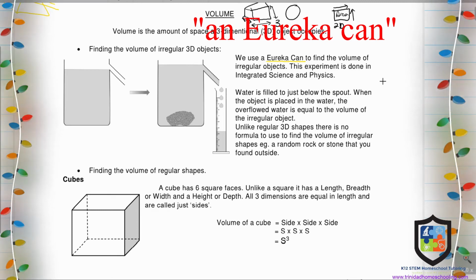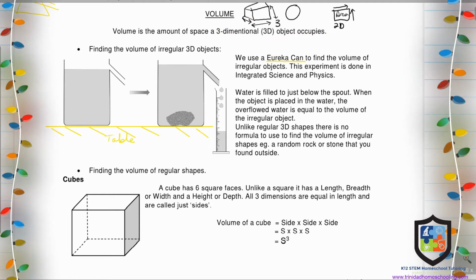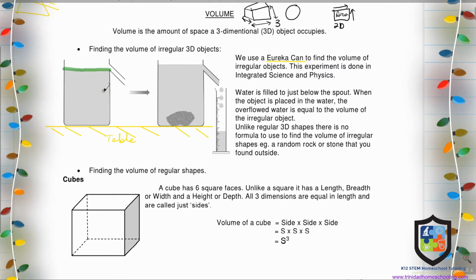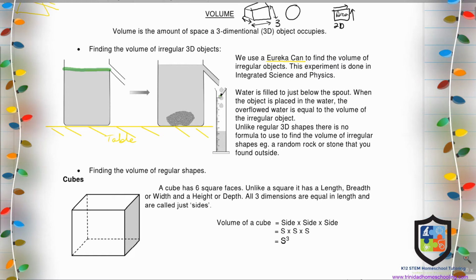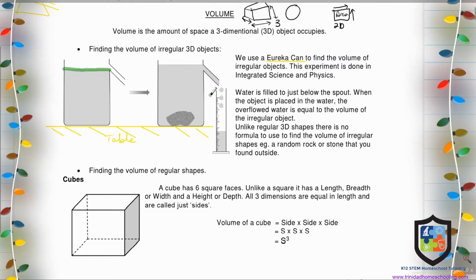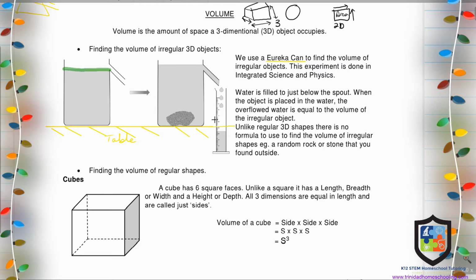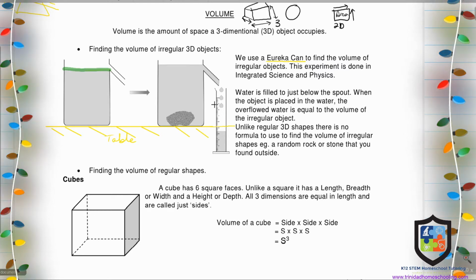What we do is we have a Eureka can on a table, and they're both on a level surface, and we fill the can just below the bottom of the water spout. We don't want it to overflow, just there. And we have a measuring cylinder at a height lower than the spout. The measuring cylinder can rest here as long as it is below the water spout.